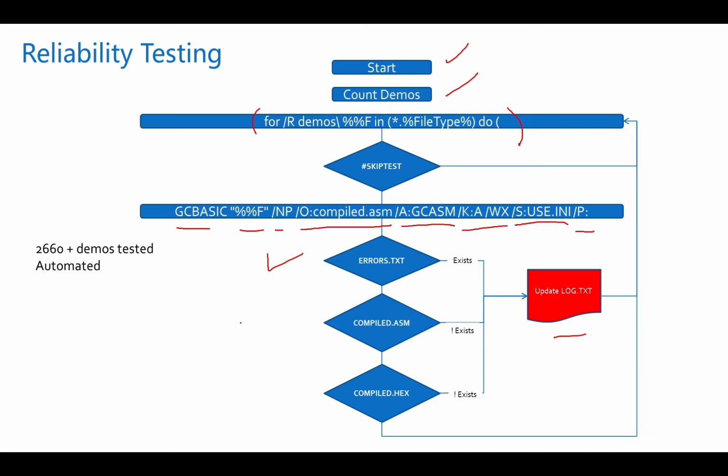Well, in the next phase, it goes, is GCS, was compile.asm. If that does not exist, I know there is a problem, update the log file. And then I can say, did it create a hex file? If it did not. If it did, obviously it goes around to the next file, it updates the log file. So this very simple batch file, you can have a look at it if you want to. It's called test all demos, and it will just test all the demos. So why don't we have a look at that?